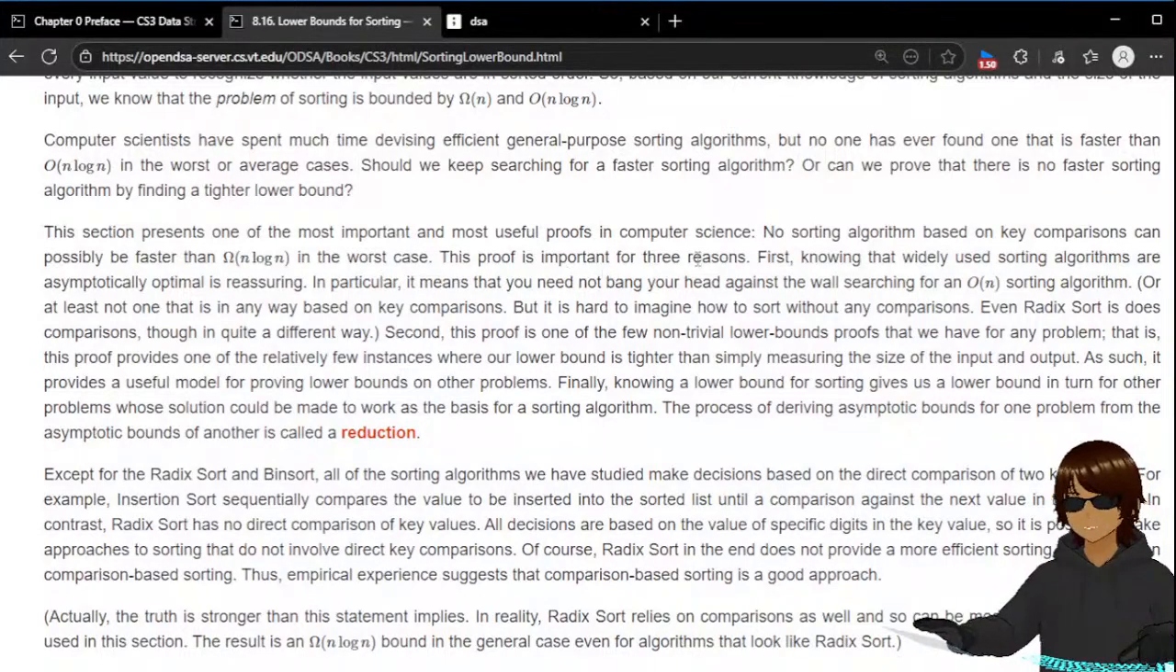This proof is important for three reasons. First, knowing that widely used sorting algorithms are asymptotically optimal is reassuring. In particular, it means you need not bang your head against a wall searching for an O n sorting algorithm, or at least not one that is in any way based on comparisons. But it is hard to imagine how to sort without any comparisons. Even radix sort does comparisons, though in a quite different way.